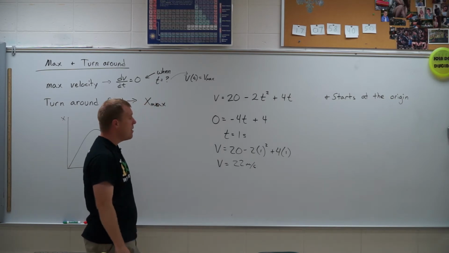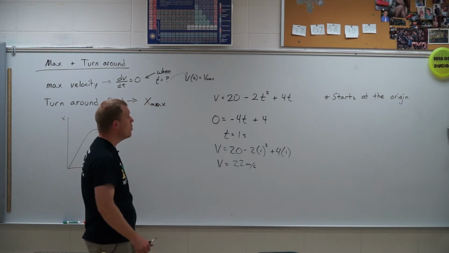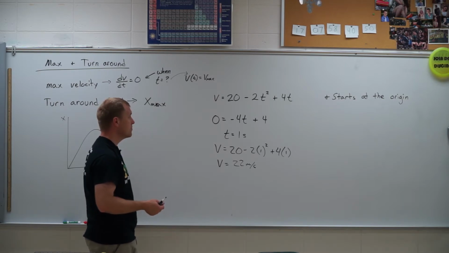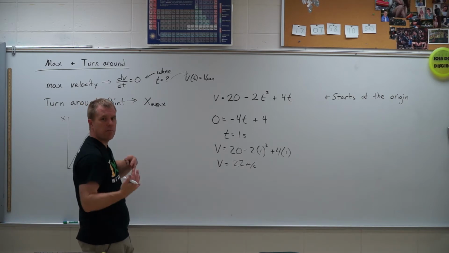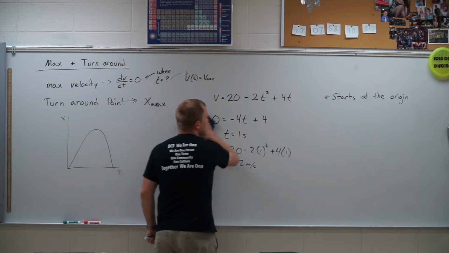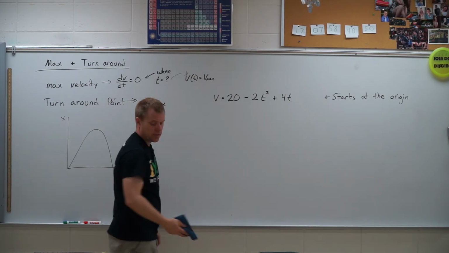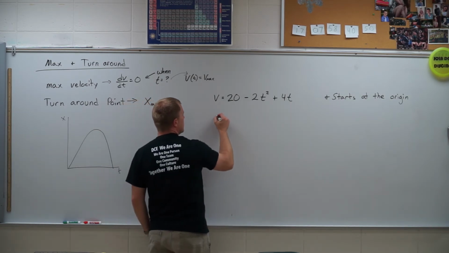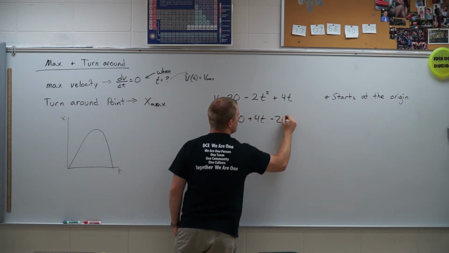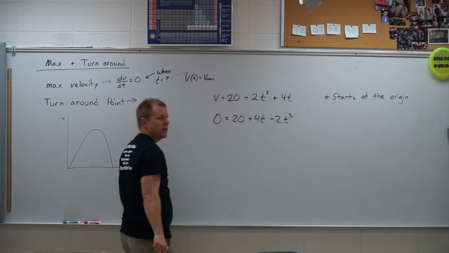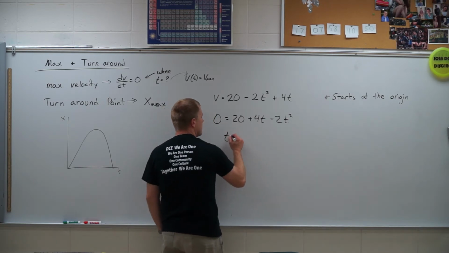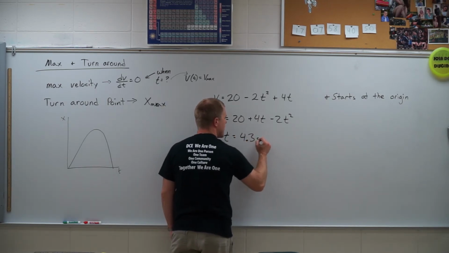All right. Now to find the turnaround point, the point when the position reaches a maximum, I'm going to need to take the derivative of a position function and set it equal to 0. So that means I'm going to have to find when the velocity function is equal to 0. What you end up getting here is 0 is equal to 20 plus 4t minus 2t squared. You get a quadratic. So go ahead and solve that quadratic. Use your calculator. You get a time of 4.3 seconds.